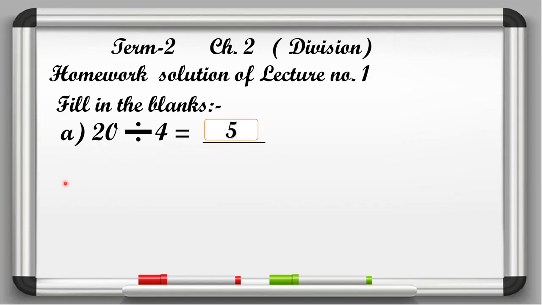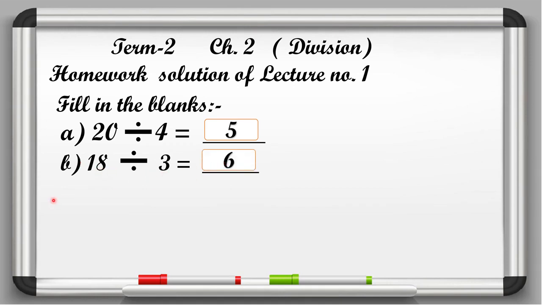Okay. Now in B part, it is given 18 divided by 3 is equal to dash. So here we have to speak the table of 3. So let's start. 3 1s are 3, 3 2s are 6, 3 3s are 9, 3 4s are 12, 3 5s are 15, 3 6s are 18. That is number 6. We will write 6 here.